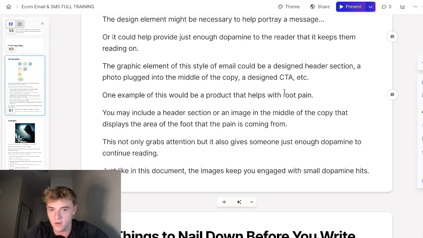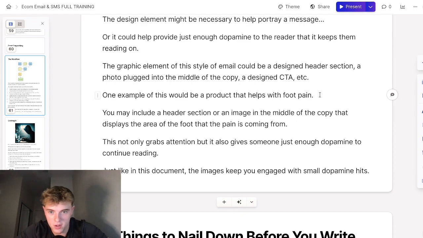The graphic element of this style of email could be a design header section, a photo plugged into the middle of the copy. It could be a design call to action, anything like that. And one example of this would be a product that helps with foot pain. So we'll go over an instance of this.